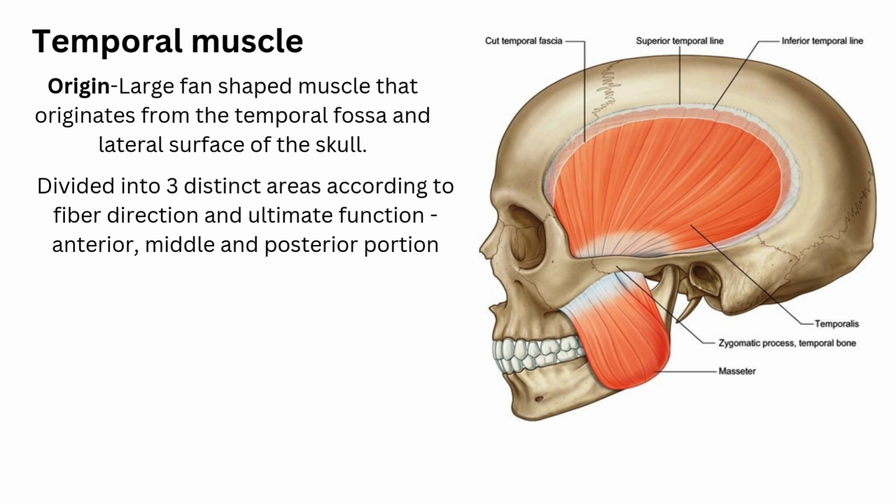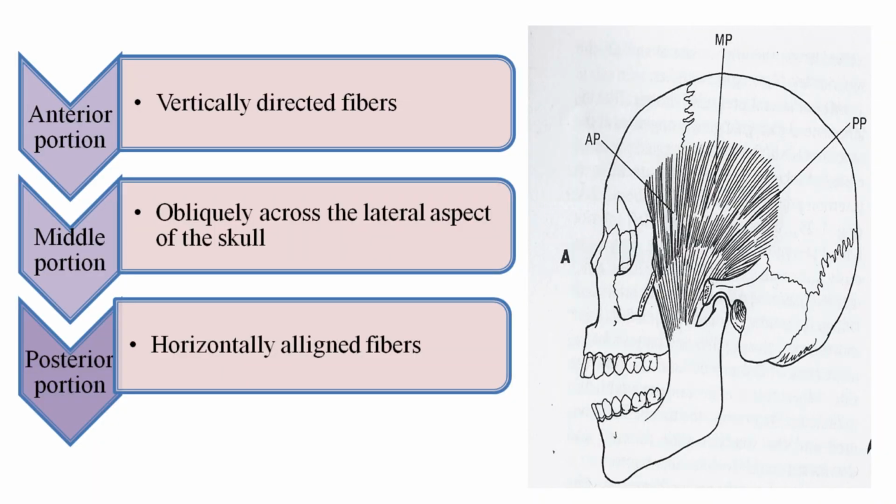Let's talk about another paired muscle, which is the temporal muscle. It's a large fan-shaped muscle that originates from the temporal fossa and lateral surface of the skull. Based on the fibers' direction and its function, this muscle is divided into three distinct areas: anterior, middle, and posterior portion. In the anterior portion, the fibers are directed vertically, whereas in the middle portion, the fibers are directed obliquely across the lateral aspect of the skull, and in the posterior portion, the fibers are directed horizontally.